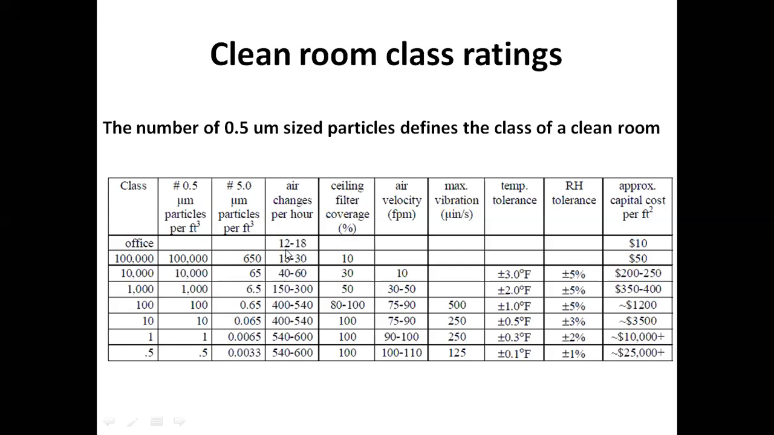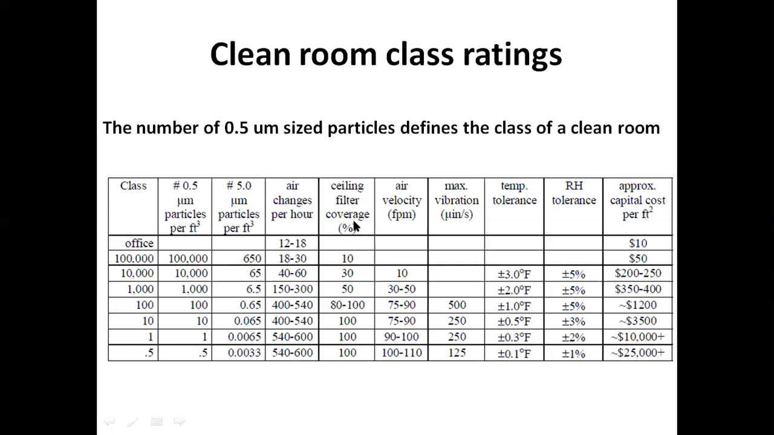So this is the standard for each class rating. Normally in office we need 12 to 18 air changes per hour. In 100,000 class it would be 18 to 30 air changes per hour. Similarly, 40 to 60 for 10,000, 150 to 300 for 1,000, 400 to 540 for 10 class rating, 540 to 600 for 1 and 0.5 class rating clean room.